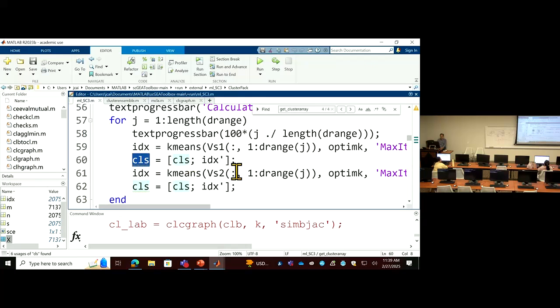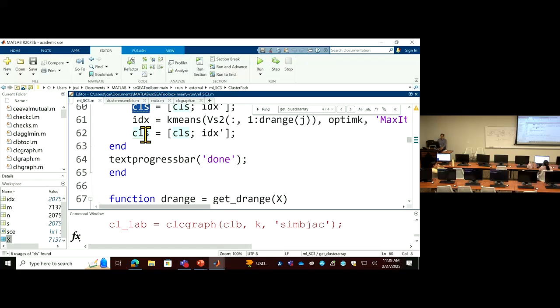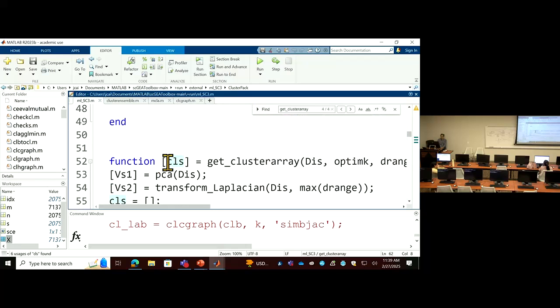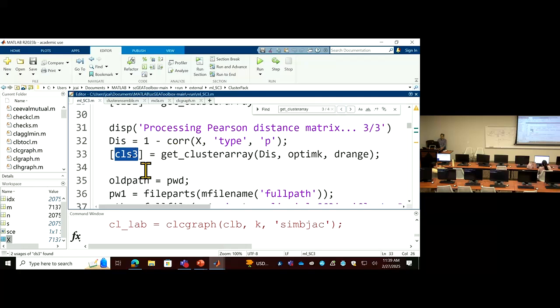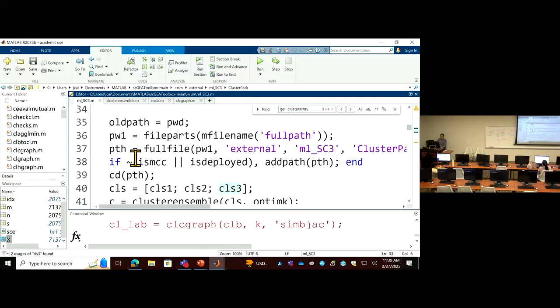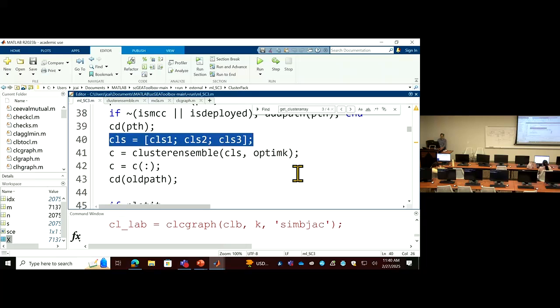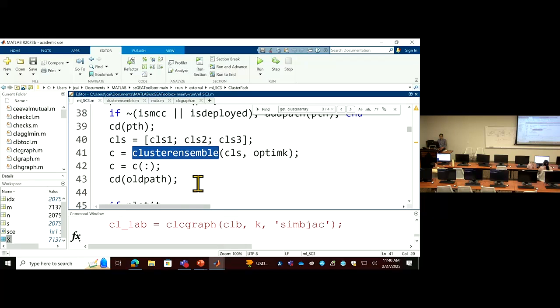So the output of the D k-means will be put together. This is the concatenation of all these outputs, and we make this a cluster index array. Once finished, this cluster index array will be sent back by this function. Then they will be put together because we have three different distance matrices. The last step is to ensemble them.